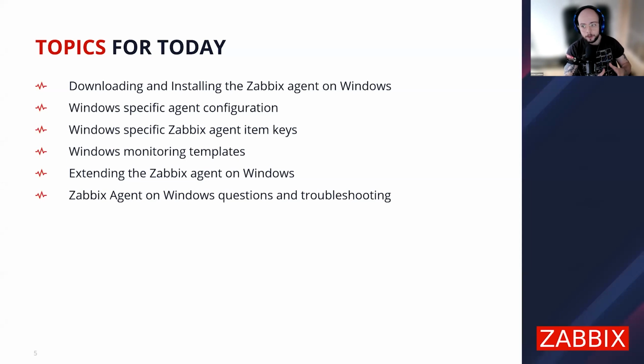So what I'm going to be covering in my presentation, we will start with simple things, downloading and installing the Zabbix agent on Windows. Then we will talk about how does the Windows agent configuration differ from Linux agent configuration, what's specific about it. Then we will take a look at Windows-specific Zabbix agent item keys. Then we will look at the templates that come out of the box for monitoring Windows.